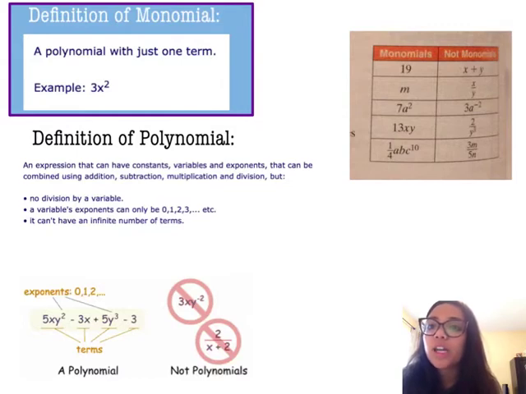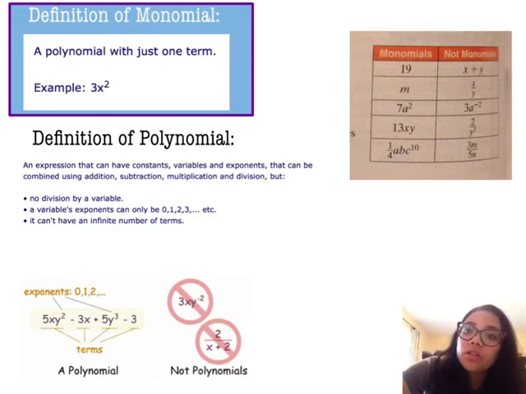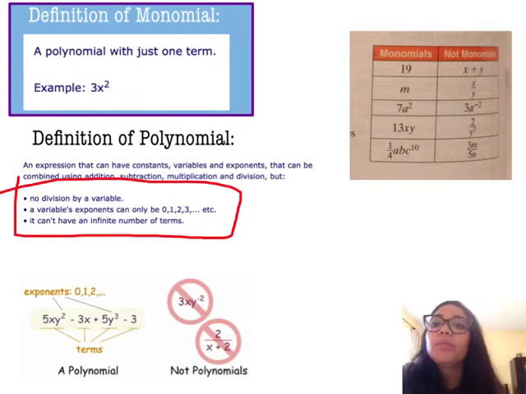An expression that can have constants, variables, and exponents that can be combined using addition, subtraction, multiplication, division. But these are important for you to know. No division by a variable. A variable's exponent can only be 0, 1, 2, or 3. And that means they can only be positive numbers. That means it goes up. And it can't have an infinite number of terms. Okay, so here's an example.